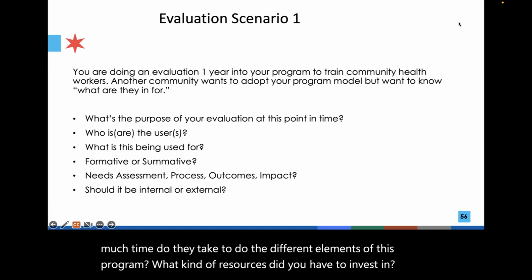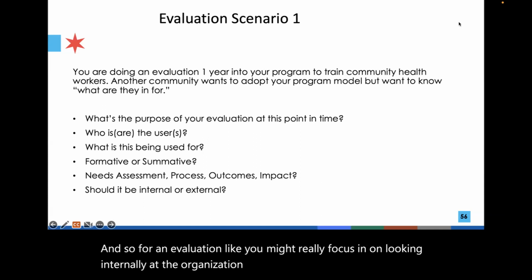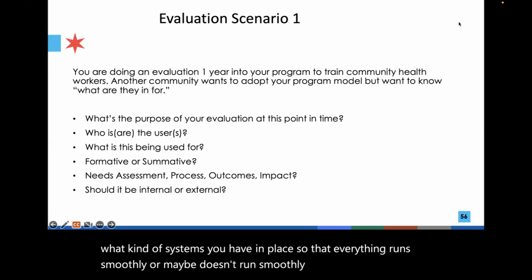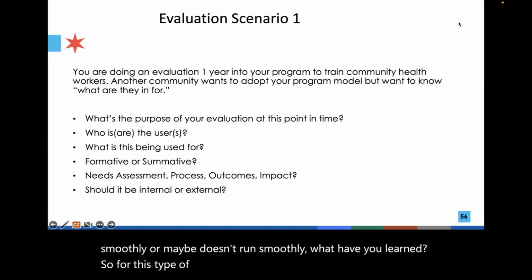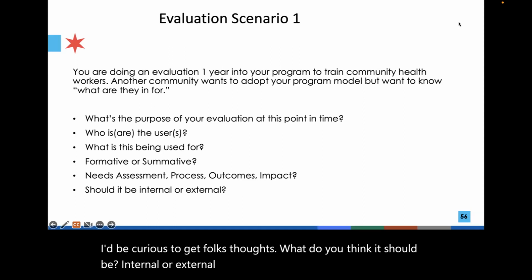And so for an evaluation like this, you might really focus in on looking internally at the organization, what's happening with the staff, what kind of systems you have in place so that everything runs smoothly, or maybe doesn't run smoothly. What have you learned? So for this type of evaluation, I'd be curious to get folks' thoughts. What do you think it should be, internal or external evaluation?